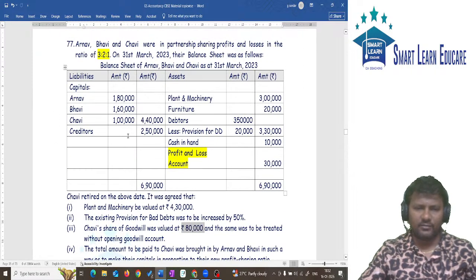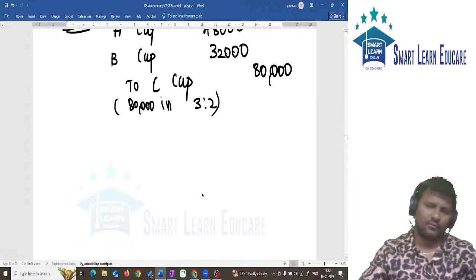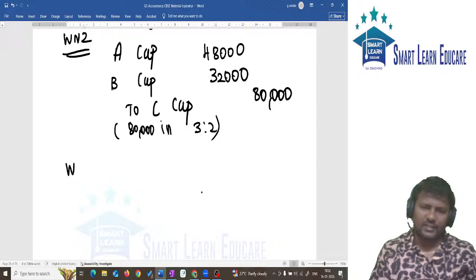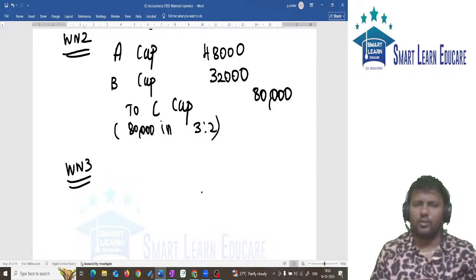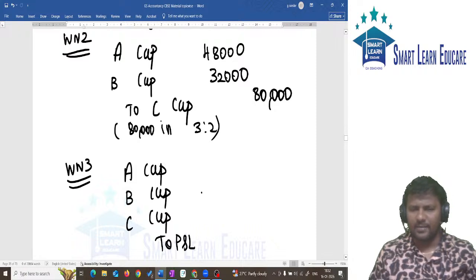Now next, third. There is no reserve but there is a P&L. P&L is there to the extent of 30,000. So this P&L should be transferred to partners' capital. Working note number 3, P&L is there on the asset side, so that should be transferred to partners' capital. The entry is different as it is a P&L debit balance. A capital account debit, B capital account debit, C capital account debit, to P&L, which is there as a debit balance.